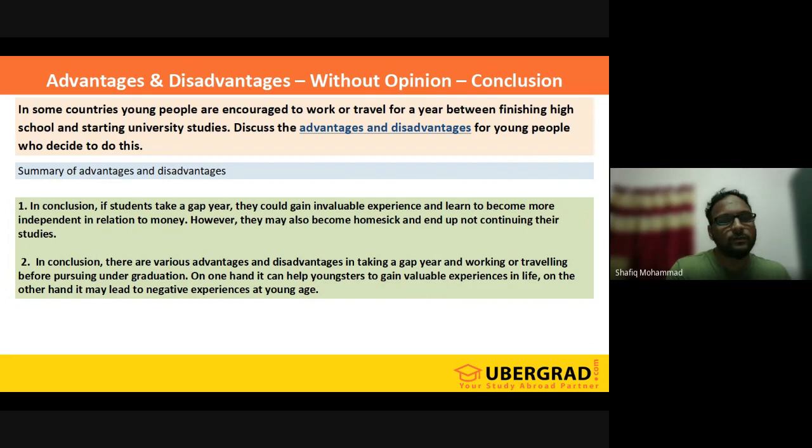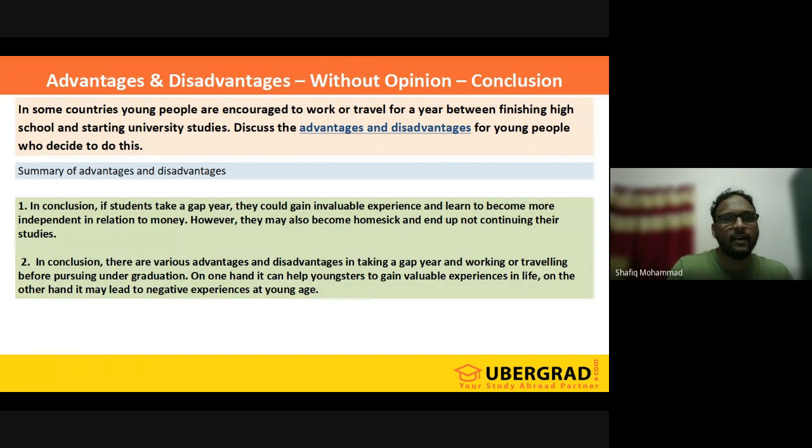So you can write something like: in conclusion, if students take a gap year, they would gain invaluable experience and learn to become more independent in relation to money. However, they may also become homesick and end up not continuing their studies. So both things are supported, because we are not taking any side here. In conclusion, you're saying that yes, there are advantages and disadvantages.